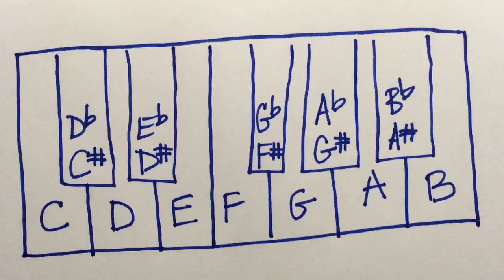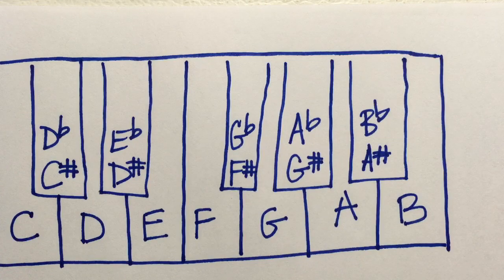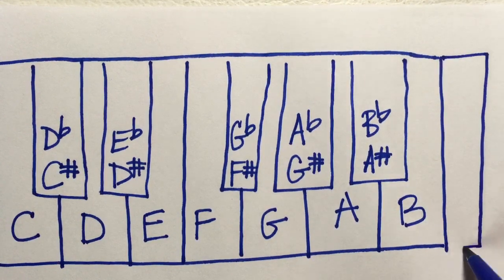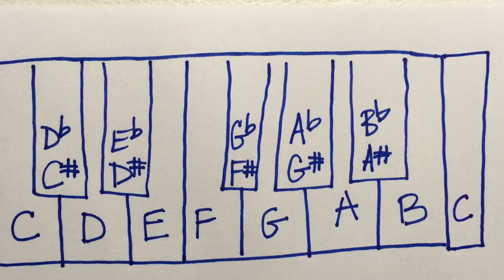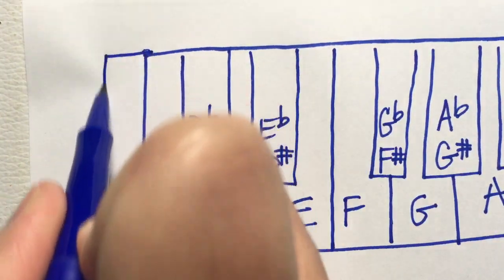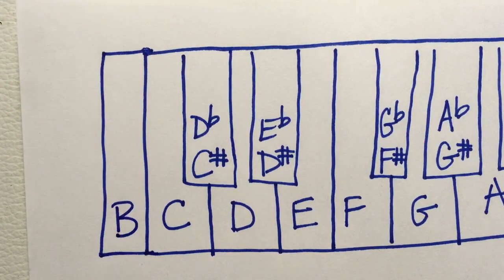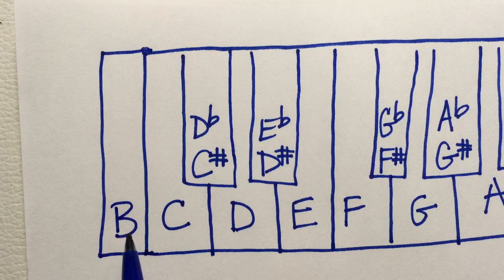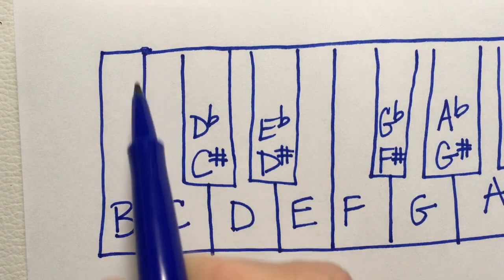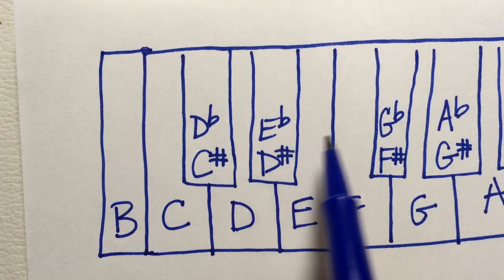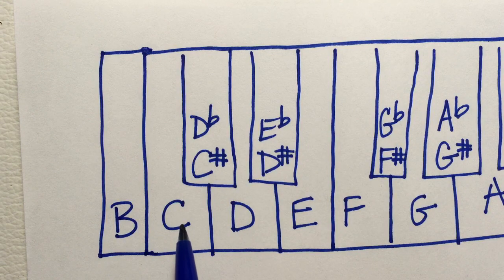Another one that's hard to see because of the way we drew this, if we drew an extra key here on the end, after B, you would have C. If we drew an extra key on this end, you would have B. So B sharp is going to be C because it's a half step higher, and because there's no black key here up at the top like there are up here. C flat is going to be a half step lower. There's no black key, so the next lower key is B. C flat is the same as B.